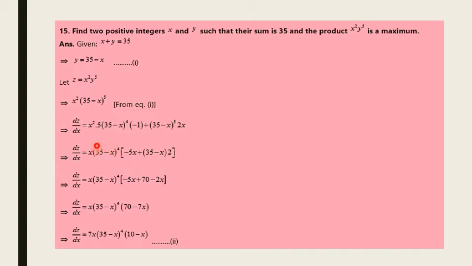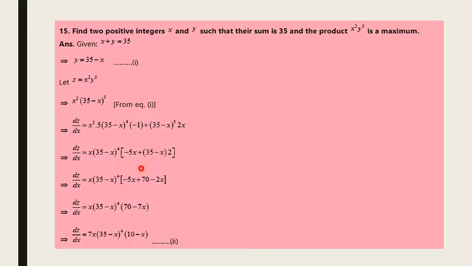Now let's take the common factor out. We know the next step is equating with 0. So which is common in both? x into (35 minus x) raised to 4 is common. So x into (35 minus x) raised to 4 multiplied by, from the first one, this is negative 5x, plus (35 minus x) into 2.